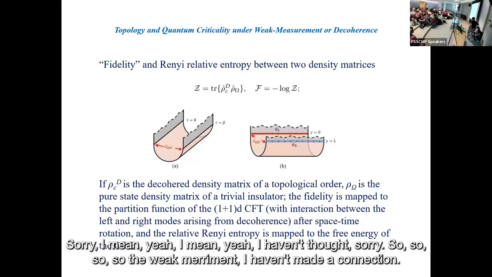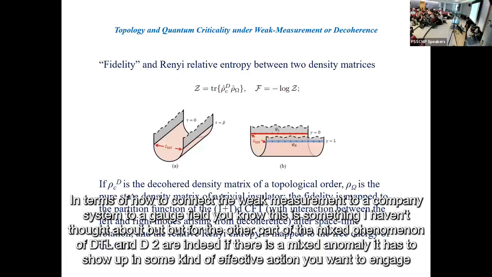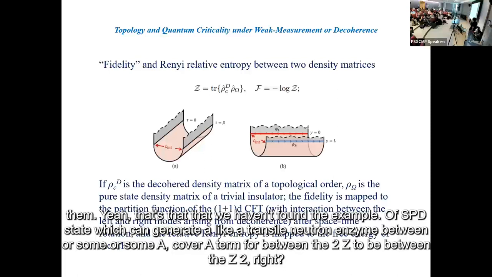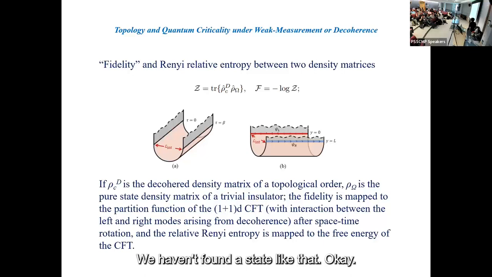I haven't thought about it. I haven't made the connection between the weak measurement and coupling the system to a gauge field. This is something I haven't thought about. But for the other part, the mixed anomaly of Z2L and Z2R, indeed, if there is a mixed anomaly, it has to show up in some kind of effective action once we gauge them. We haven't found an example of an SPT state which can generate a mutual term, or some A cup A term, between the Z2 left and Z2 right. We haven't found a state like that yet.